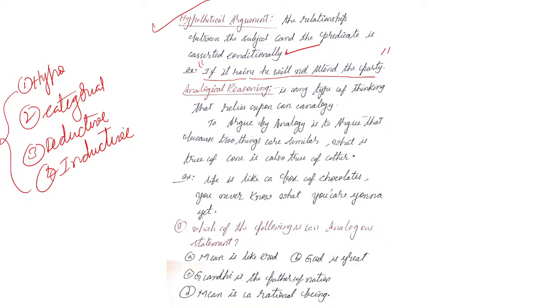For that we have to know what the structure of arguments is, right? We already saw what a deductive argument is, what inductive reasoning is. These are reasoning. And we saw what is categorical.